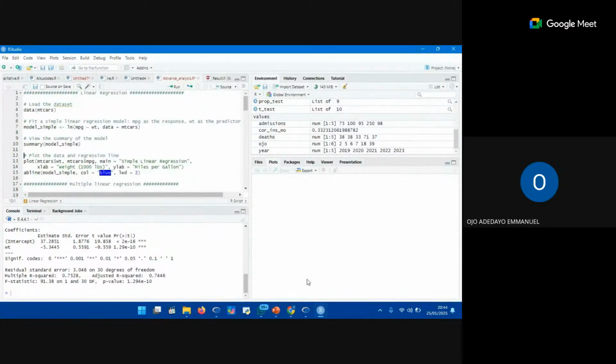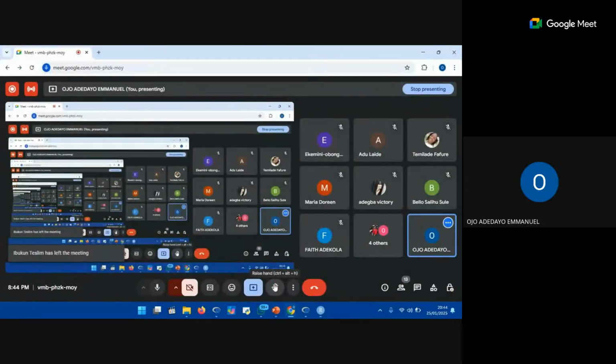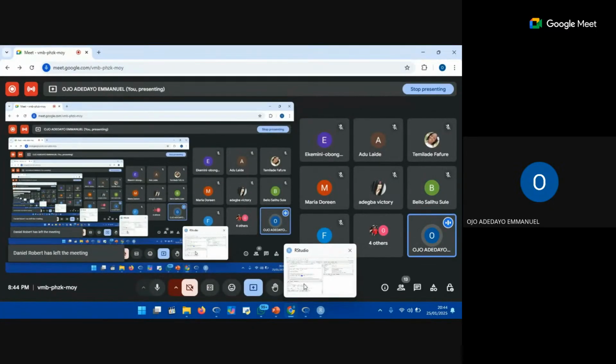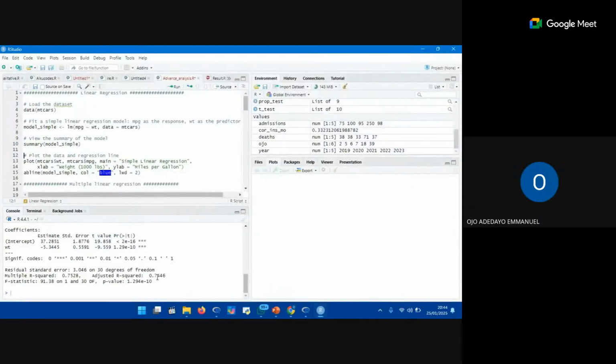Mr. Lide, are you still there? Ibukun, are you there? Hello, can you hear me, please? We can hear you, sir. Okay. What is the interpretation for this R square, adjusted R square?